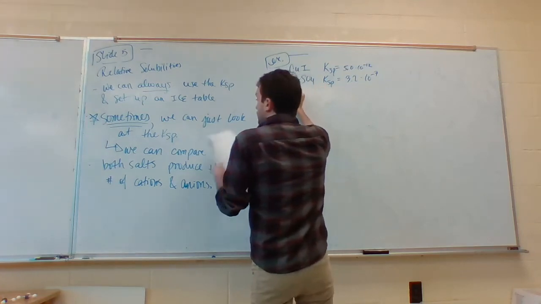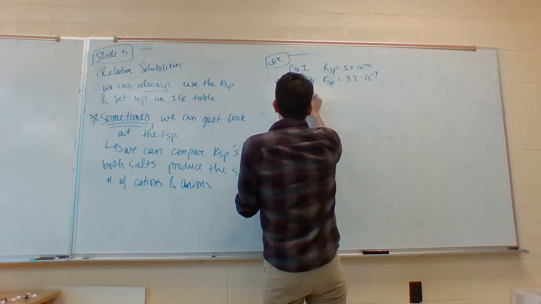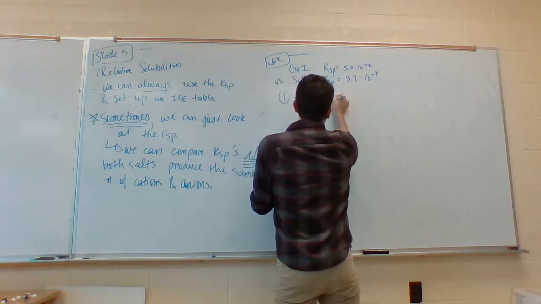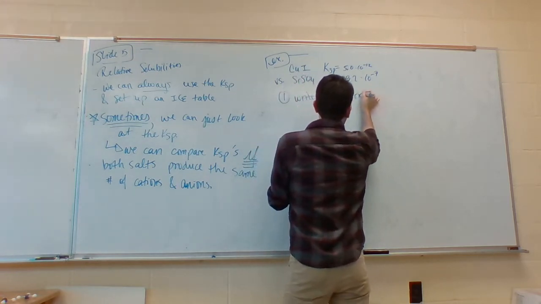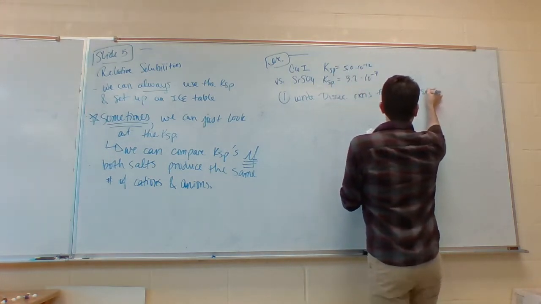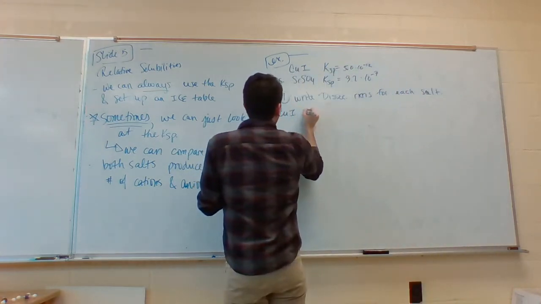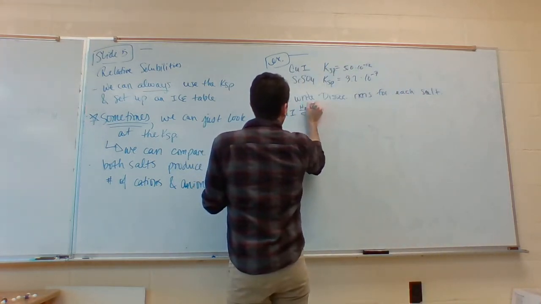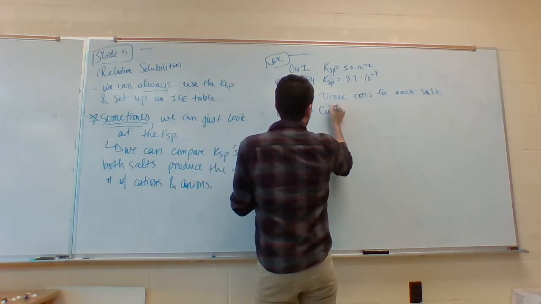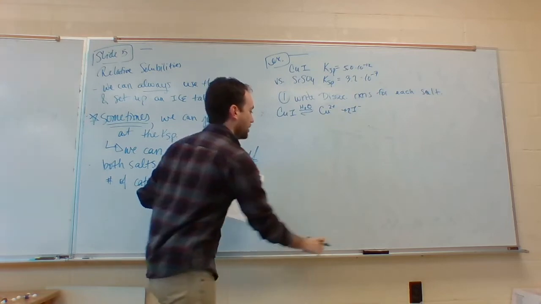So the way that we do the Ksp method is we're going to write our dissociation reactions for each salt. So CuI in H2O becomes Cu+ and just 1 I minus.